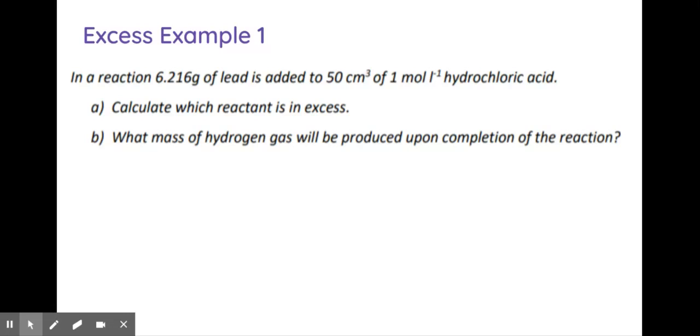So there are a certain number of steps we are going to follow. These steps are exactly the same in every single excess calculation you will encounter. So as long as you learn the steps and follow them correctly, you should have no problem with these calculations whatsoever.